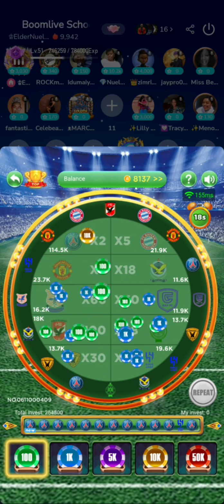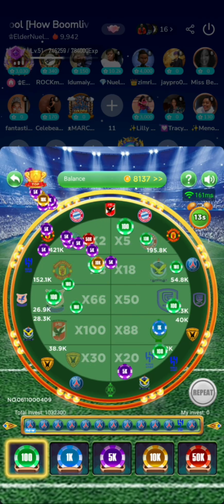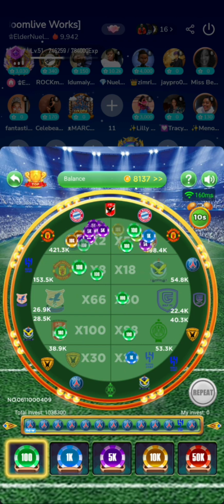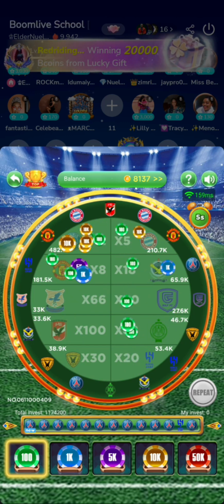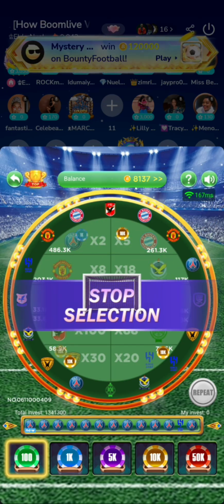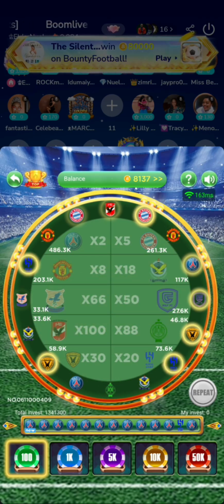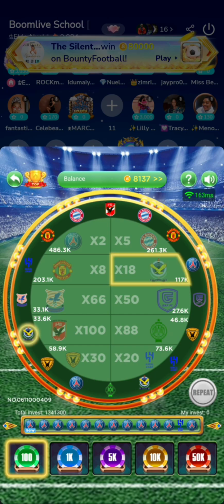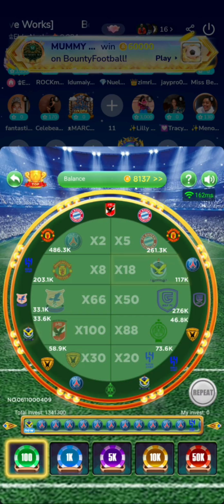So the key to winning in Bounty Football is pattern. Just understand the pattern. Once you see a pattern, you risk it. It might not favor you all the time, but it happens most of the time. You understand? Sometimes times 20 will bring times 30, or times 20 times 2 times 30, or times 30 then times 30, or times 30 then times 20, or times 30 times 2 times 20. Times 30 and times 20 are usually related.